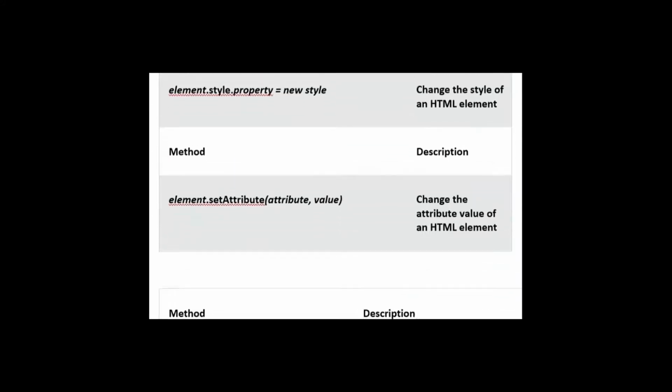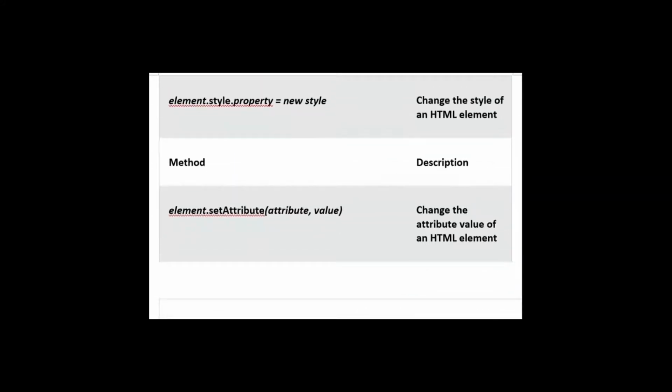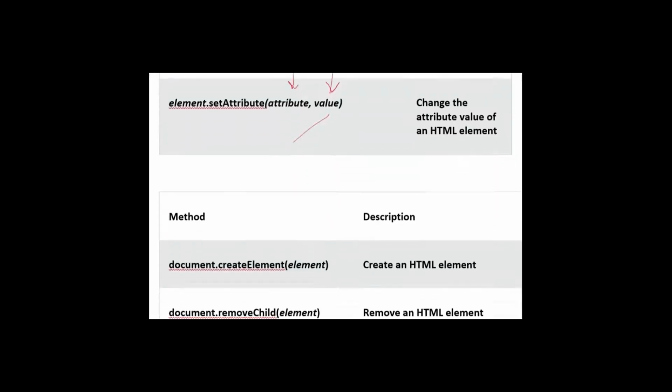The next property is element.style.property equals new style. You can change the styling, like the background color and the color of the text, by using this property, to change the style of an HTML element. You have one more method to change the attribute, which is element.setAttribute, wherein you just need to pass the attribute and then the value that you want to set.